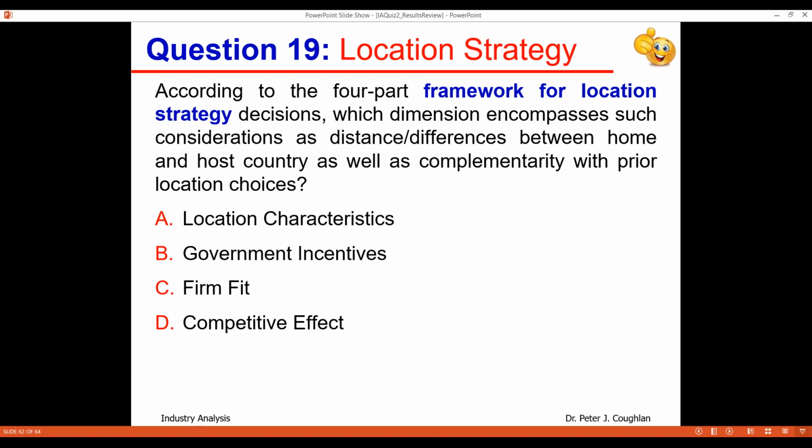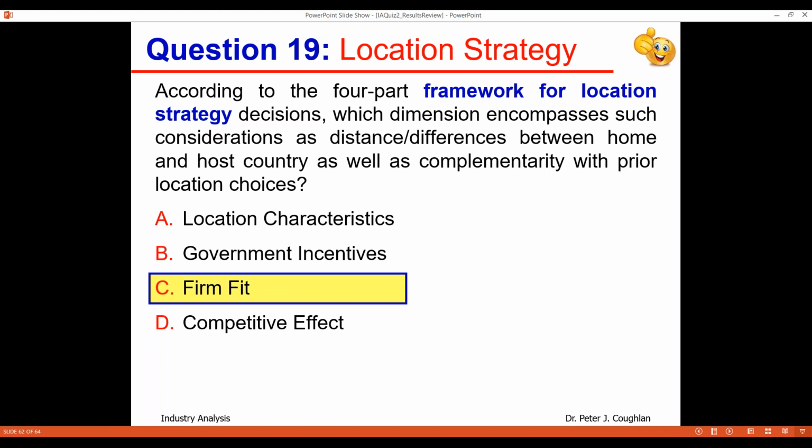Sorry, my voice is fading here. 2 more questions. Question 19, location strategy. According to the 4-part framework for location strategy decisions, which dimension encompasses such considerations as distance or differences between home and host country, as well as complementarity with prior location choices, right? So again, how different that location is from your home country and how much it complements or conflicts with your other location choices. Well, that is the notion of firm fit, right?